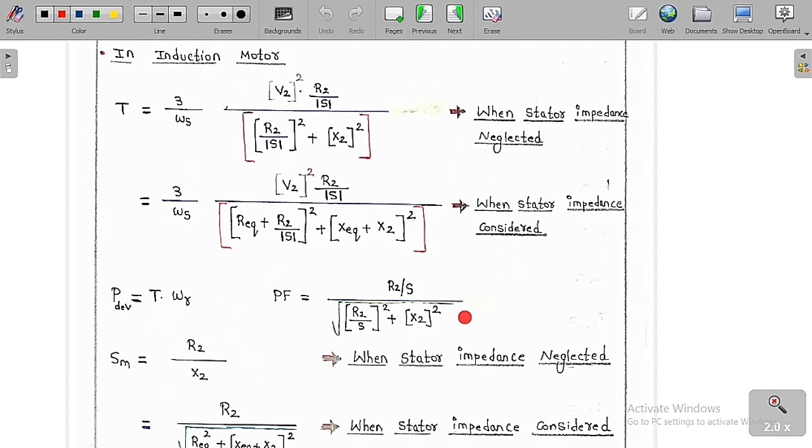square plus SX2 square. These things I have already told you. So power factor is equal to R2 by under root over R2 square plus SX2 square. So here, if I take the S square common, we are going to get R2 by S whole square plus X2 square. If this S square comes outside the root, then we are going to get S. You can write either in this format or R2 by under root over R2 square plus SX2 square. Both are the same, and you are going to get the same result.